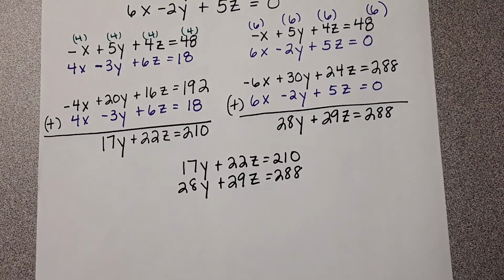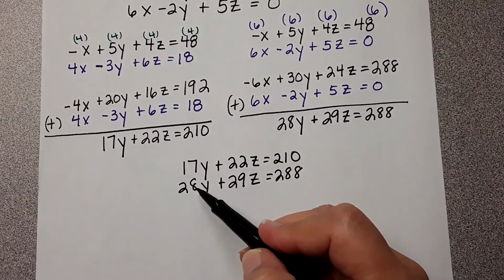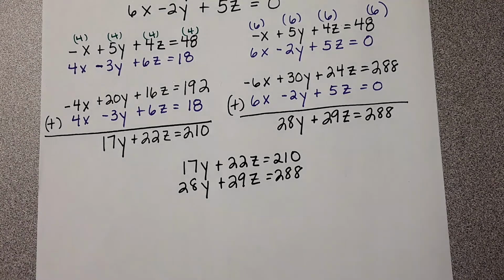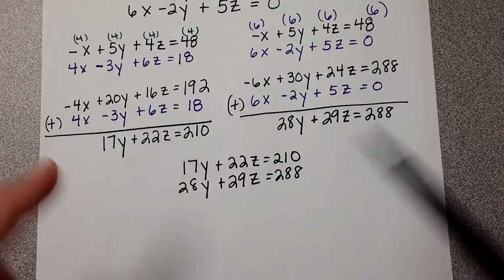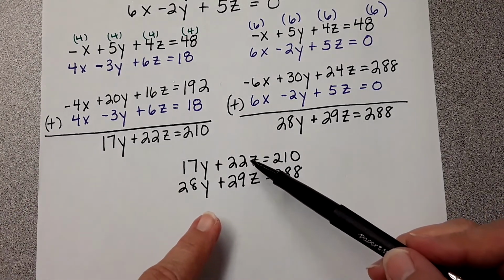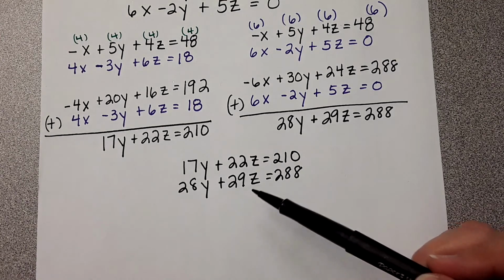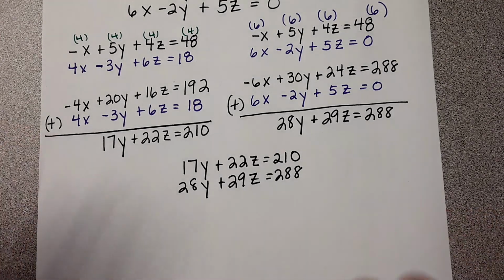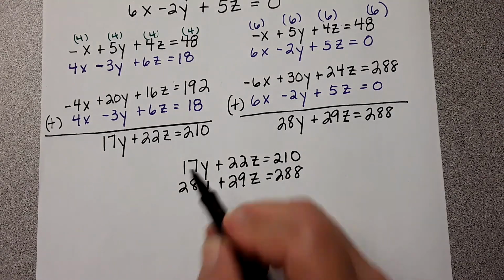Now, nothing's the same, right? These are awful numbers. And what I mean by awful numbers is they're big. Can you make a 17 into a 28? There's nothing you can multiply 17 by to get 28. Is there anything you can multiply 22 by to get 29? We can start trying to figure it out, and the numbers are just going to be big.